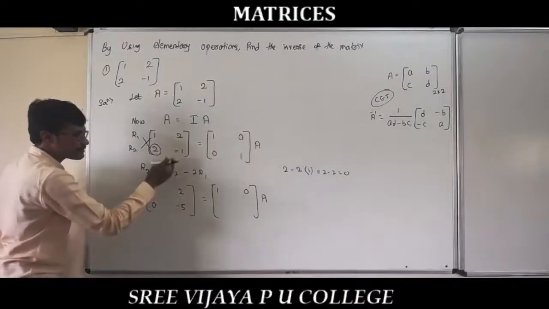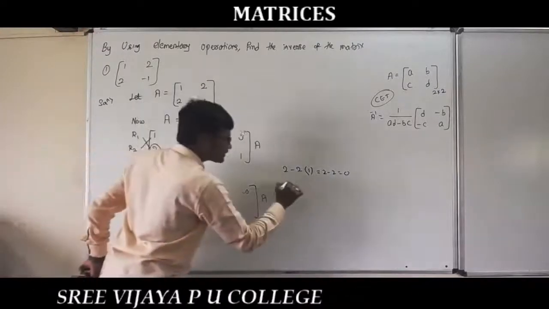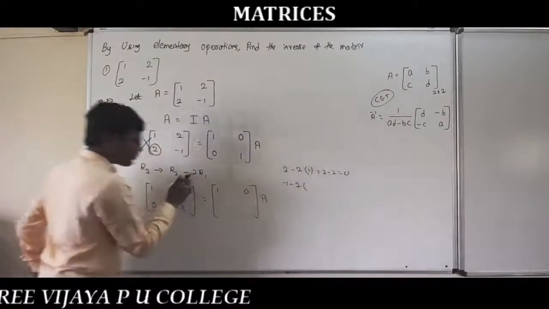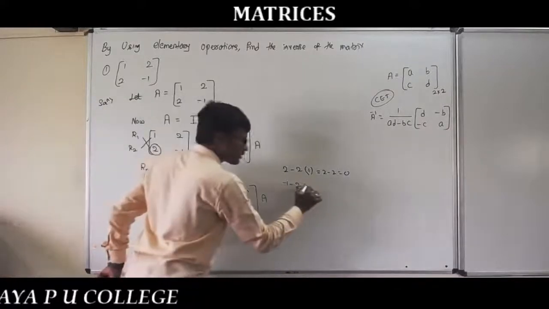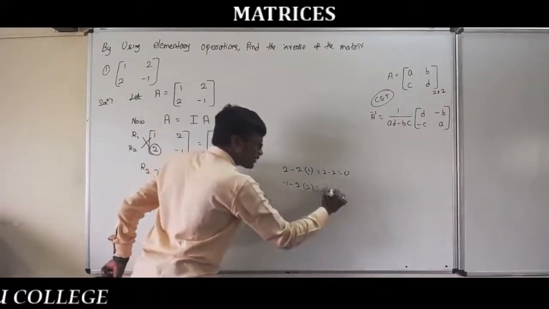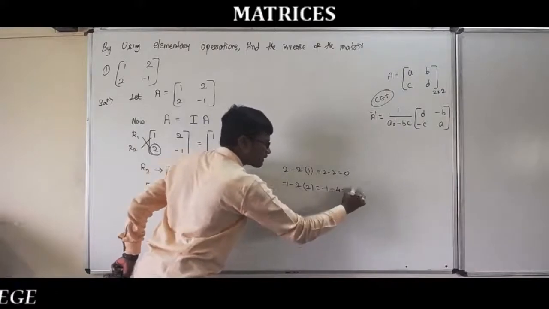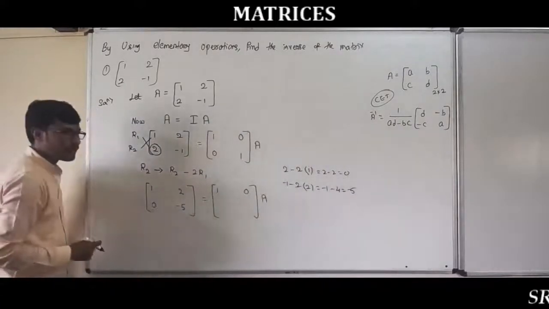Got that one? Next, for these two, R2 is minus 1, minus 2 times the corresponding R1 element, which is 2. Minus 1, minus 2 into 2 is 4. Minus 1 minus 4 is minus 5. You got the minus 5.